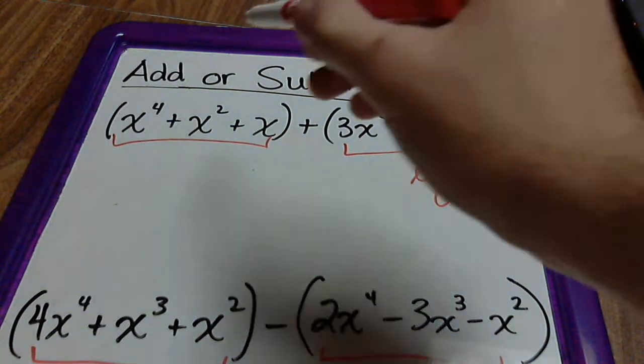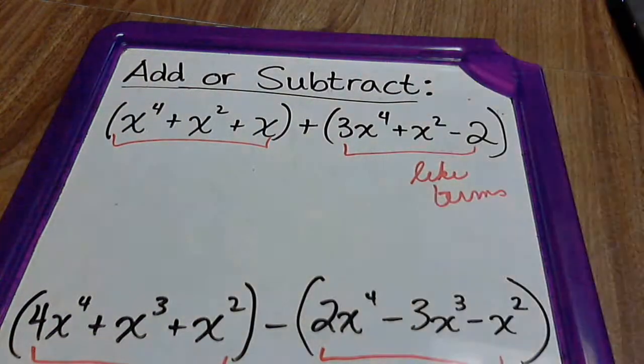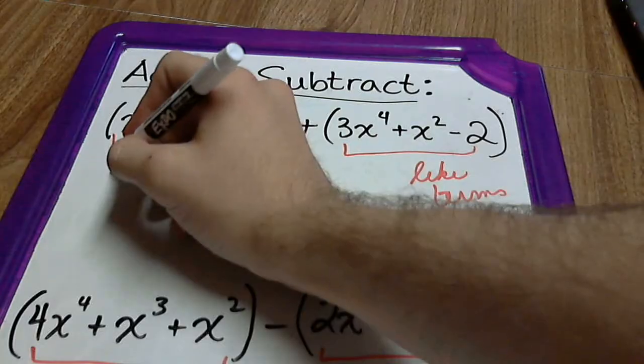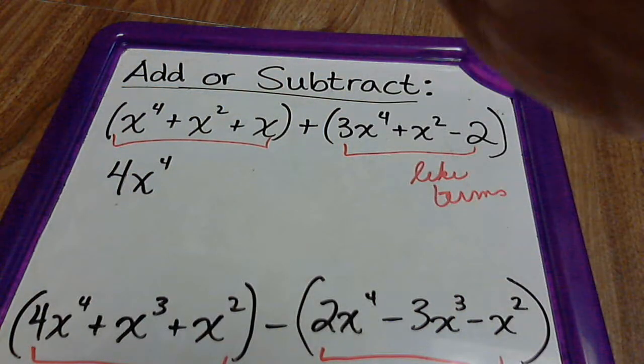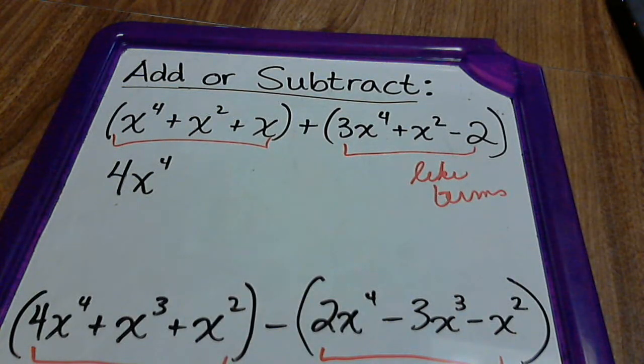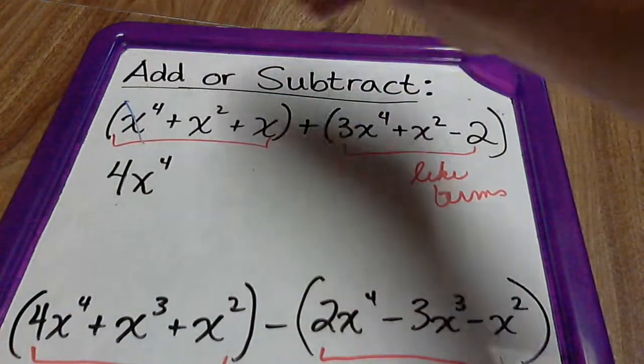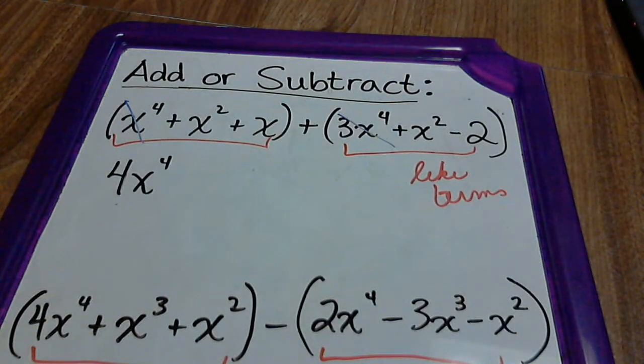So 1x to the fourth plus 3x to the fourth is like saying 1 apple plus 3 apples is 4 apples, so that is 4x to the fourth. Why did I pick those? Because they have the same variable and the same exponent. When I've gotten done with those, I take a marker of another color and I cross them out. So now I got rid of those. I don't need to use those anymore.